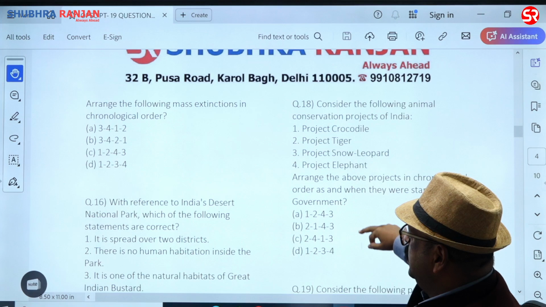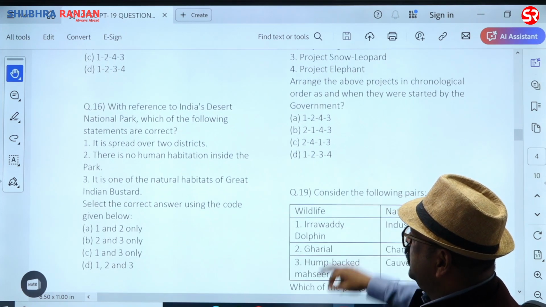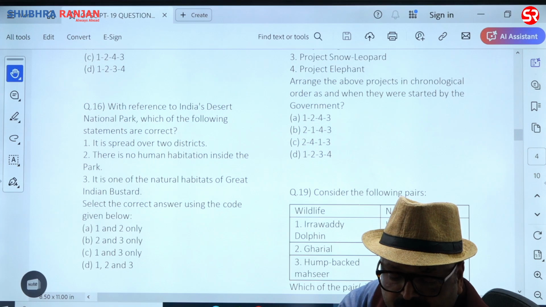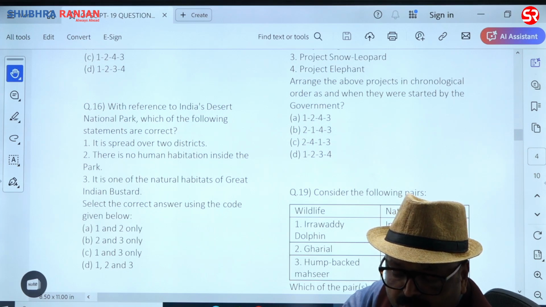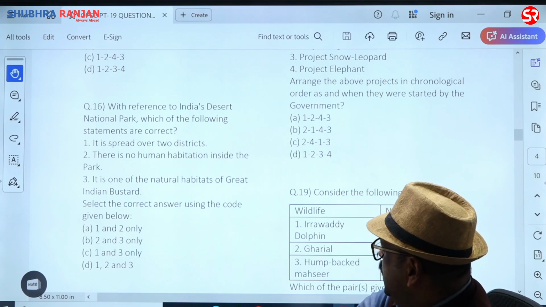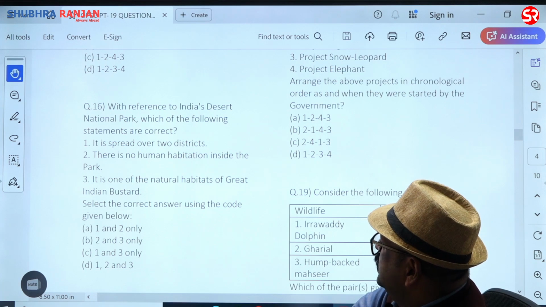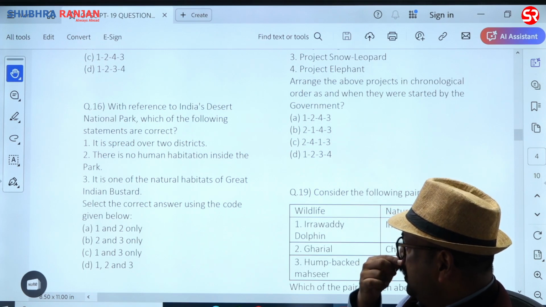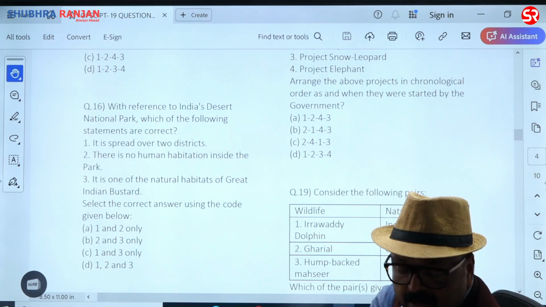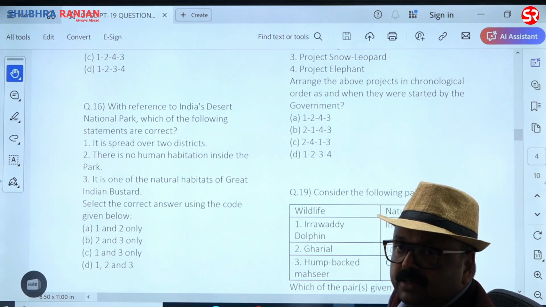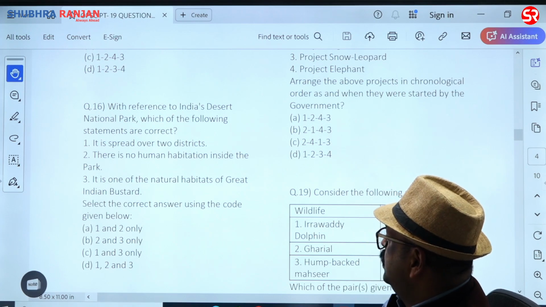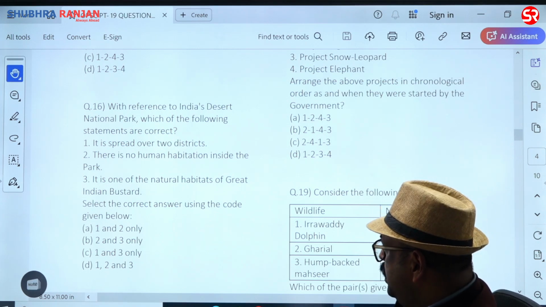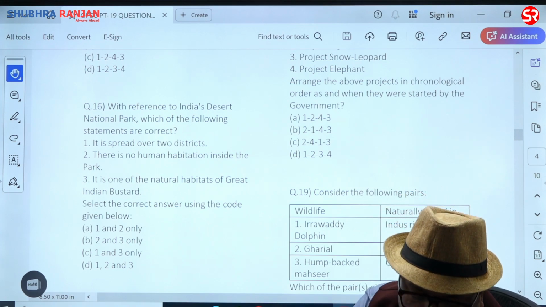16. With reference to India's Desert National Park, which of the following statements are correct? It is spread over 2 districts. Yes, that is right. Statement 1 is correct. It is spread over 2 districts, that is Jaisalmer and Barmer. There is no human habitation inside the park. It is wrong, very wrong. Lot of population settlement over there. So statement 2 is wrong. It is one of the natural habitats of the great Indian bustard. This is also going to be correct. Great Indian bustard is what? The state bird of Rajasthan. So 16, 1 and 3 are correct. So the right answer is going to be Charlie.